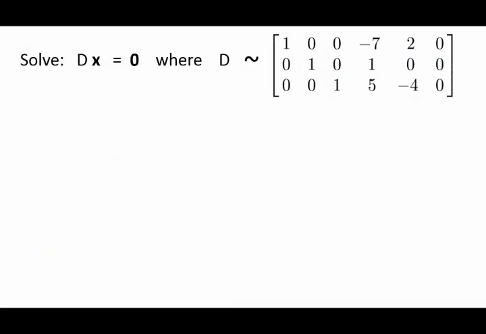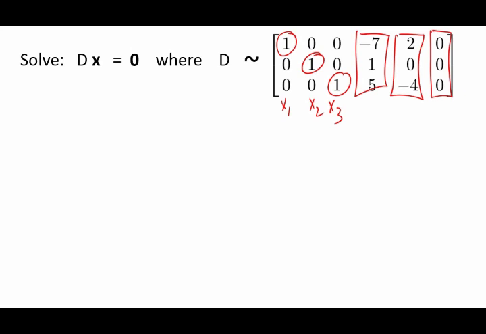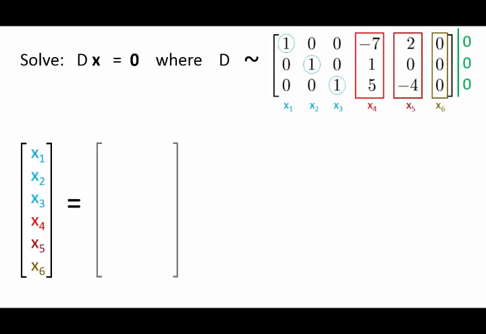In our next example, we again identify our pivots. So x1, x2, and x3 all correspond to pivot columns. But x4, x5, and x6 are all free variable columns. So if I want to solve for x1 through x6, I know that x4, x5, and x6 are all free variables. So I just need to solve for x1, x2, and x3 in terms of the other variables.